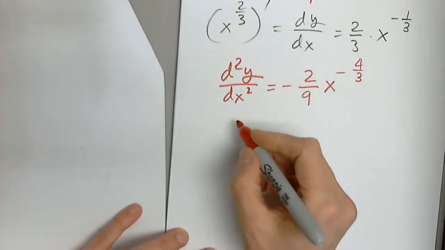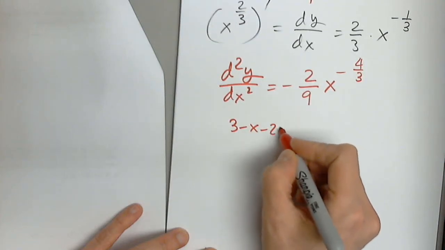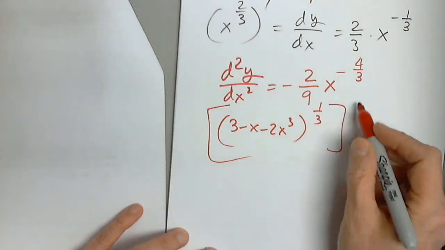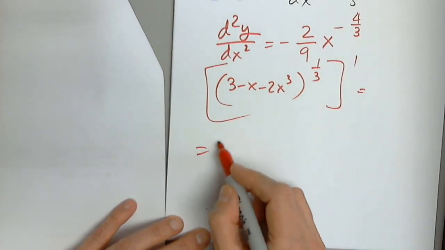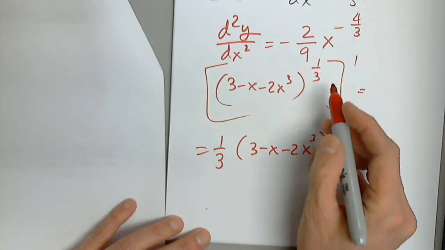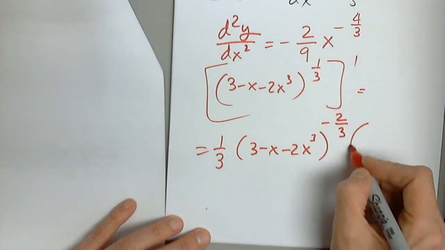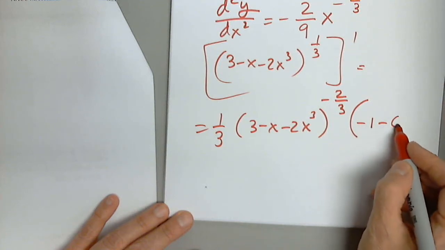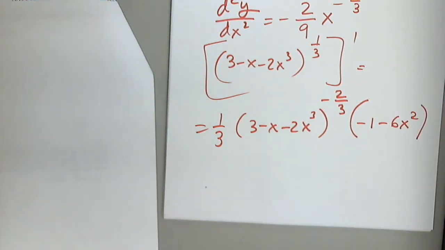It's the same thing with any power. 3 minus x minus 2x to the third, this is raised to 1/3. We bring down the power. We subtract 1 from the power. And we differentiate the inner function: negative 1 minus 6x squared. And you don't have to do anything else.